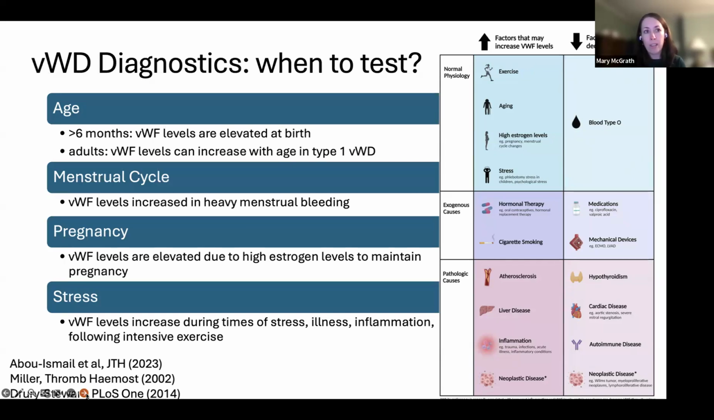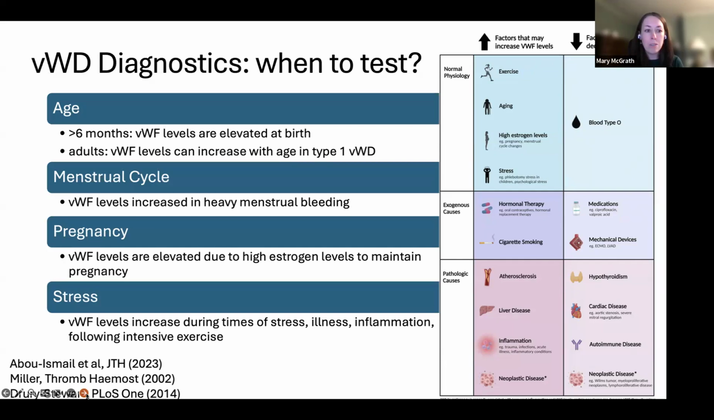Likewise, studies have shown that for women with severe iron deficiency, there's usually an associated increase in their von Willebrand levels. And so for a lot of our patients who are experiencing bleeding and are iron deficient, that can also be impacting levels, and we need to consider that when interpreting testing. In general, though, it's now recommended to not test during periods of heavy bleeding.